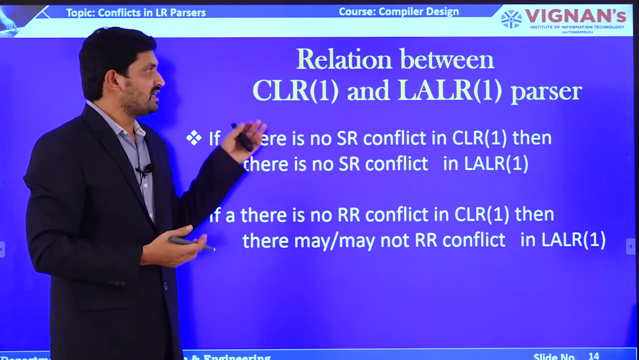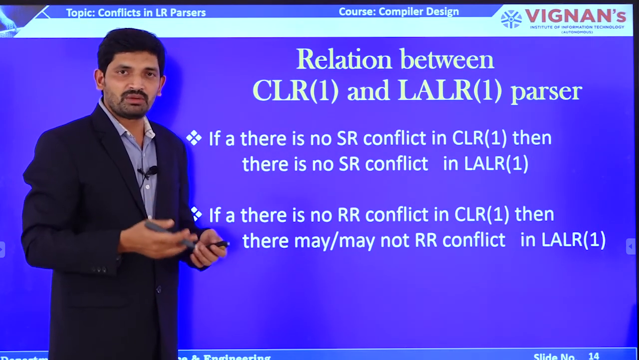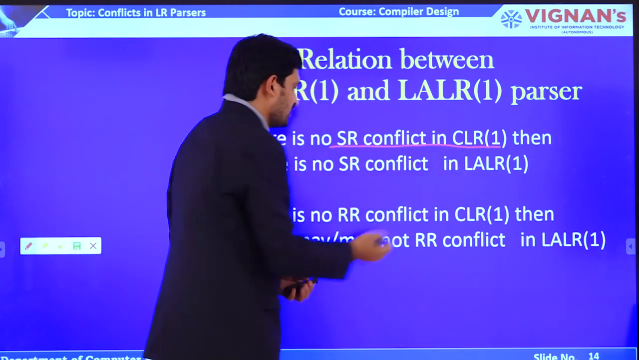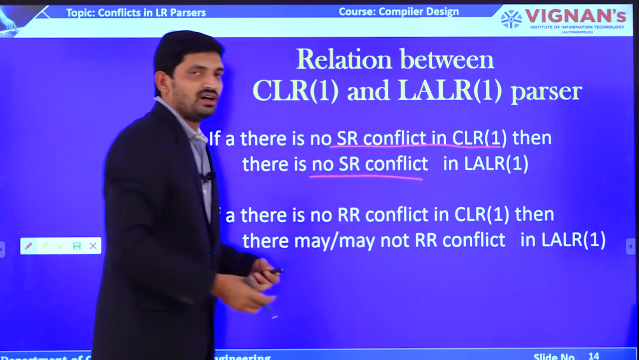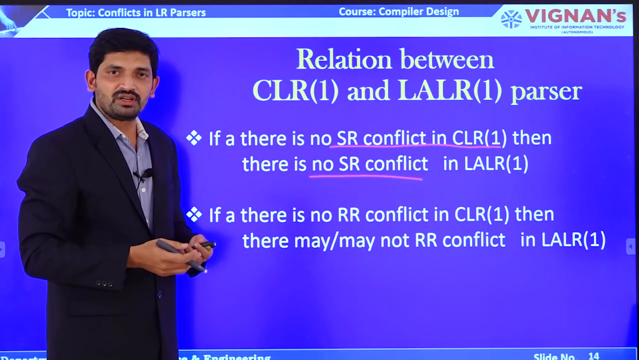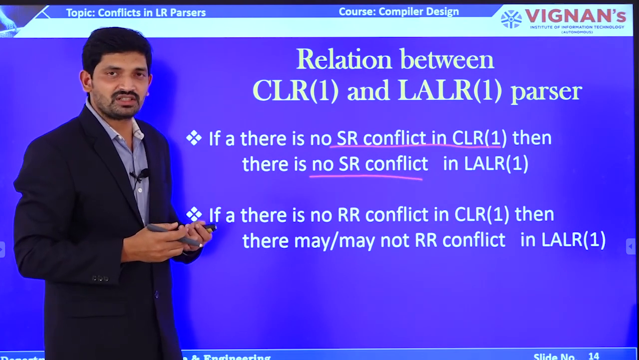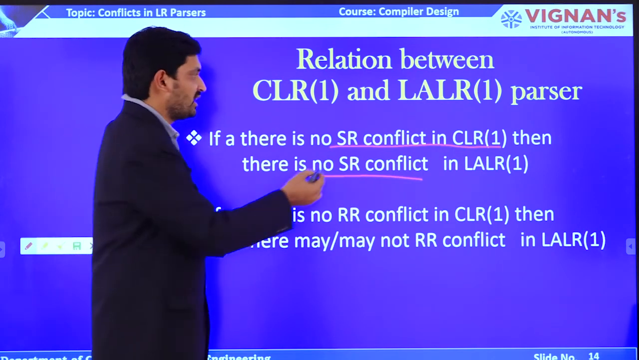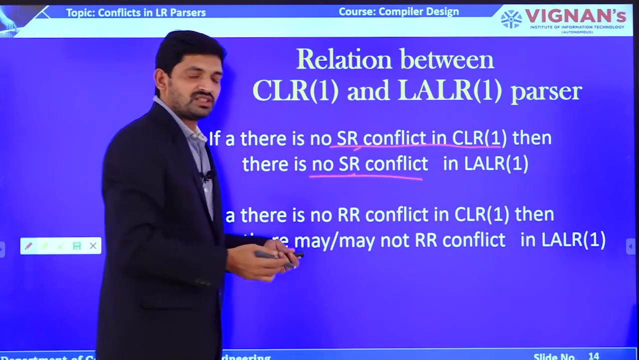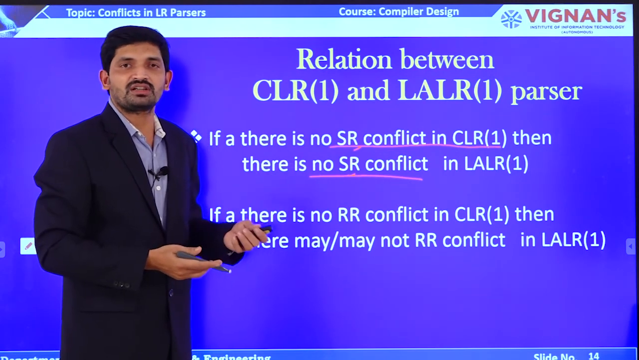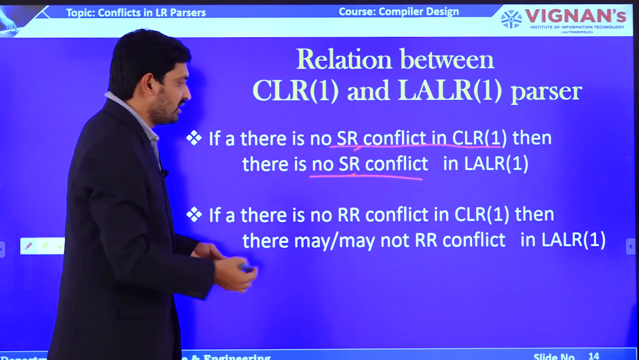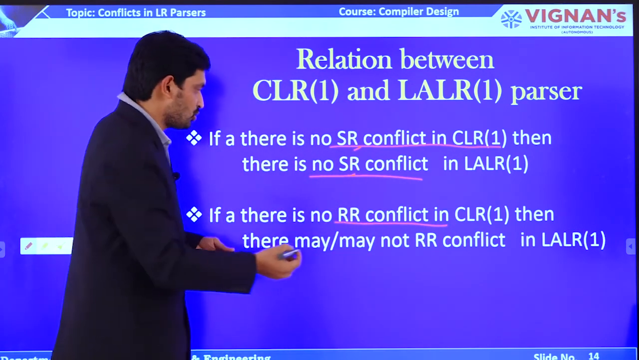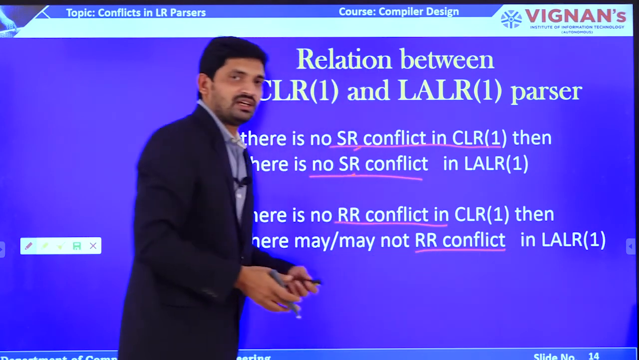What is the relation between CLR1 and LALR1 parser by means of the conflicts? If there is no SR conflict in the CLR1 parser, then there is no SR conflict in the LALR1 parser. Why? Because the CLR and LALR parsers differ in the reduction operation only. So, there is no chance of getting SR conflict in LALR parser if the CLR1 parser does not have the SR conflict. But even if there is no RR conflict in CLR1, we may have a chance to get the RR conflict in LALR1 parser.